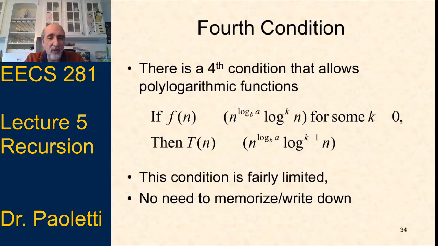So the fourth condition is, what if f of n isn't a polynomial, but it's something dealing with n to the power of something times a log to the kth power of n. So there's text missing from this slide. Let me look at the originals really quickly.